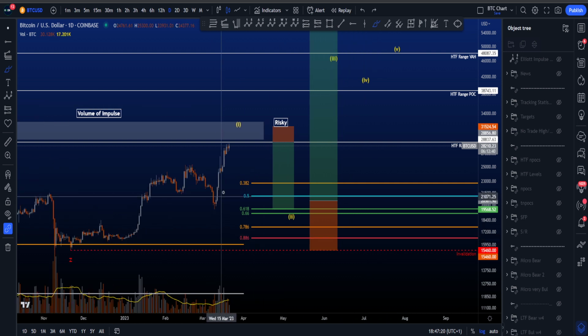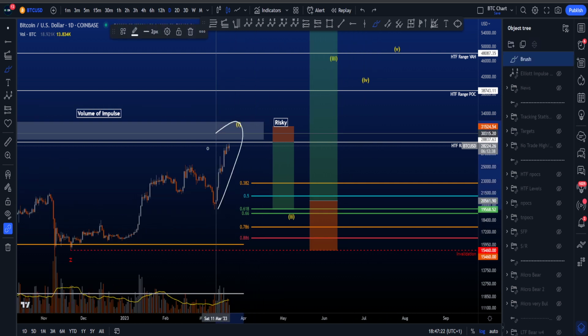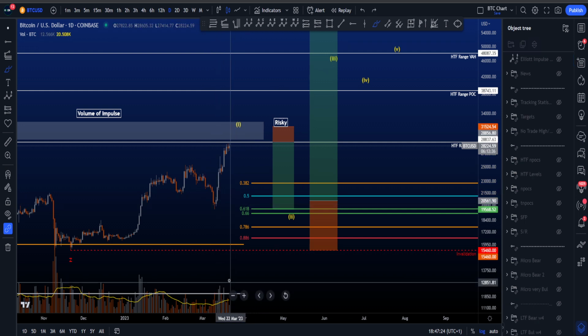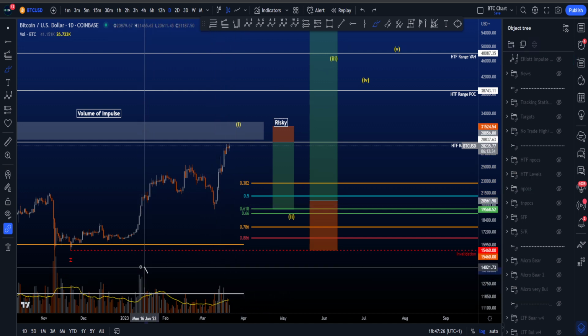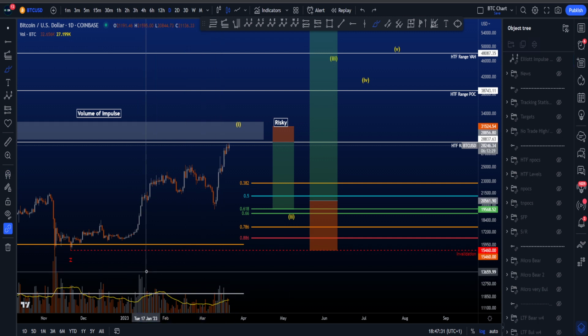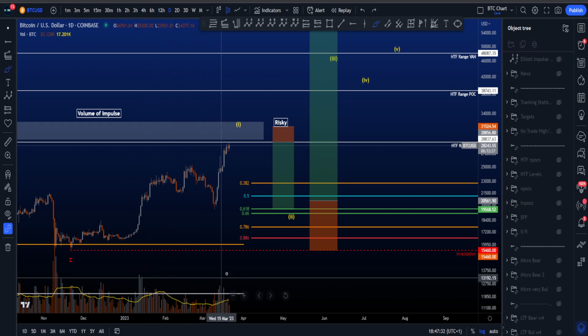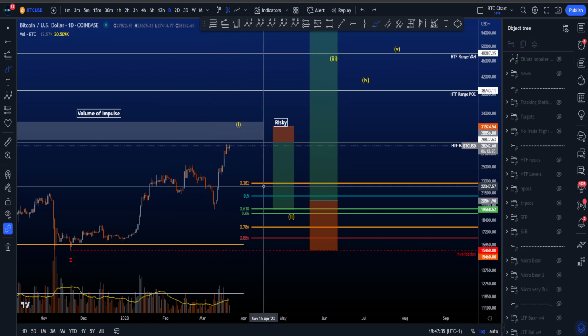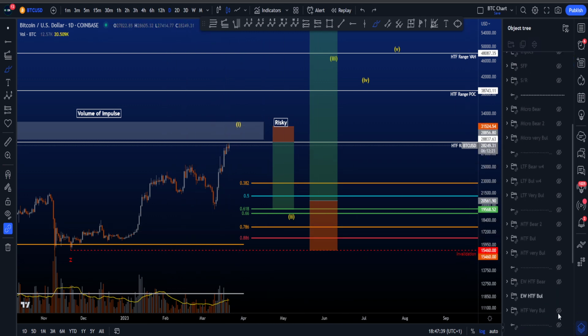Now, volume wise, what I like about this scenario as well is that if this is a wave 5, you can see the volume is lower than in this wave 3. So there's a nice little bit of volume divergence, I guess you can call it. Just less volume in wave 5, which is also common and what you want to see in a wave 5 compared to a wave 3.